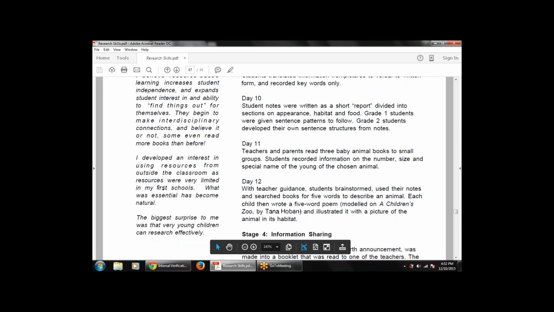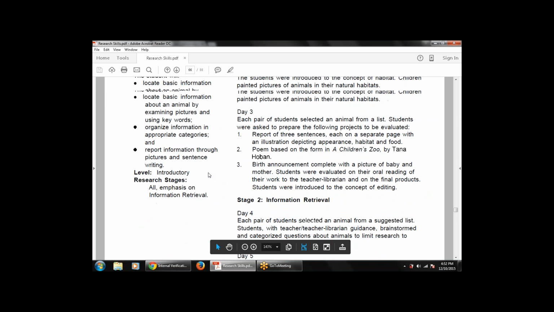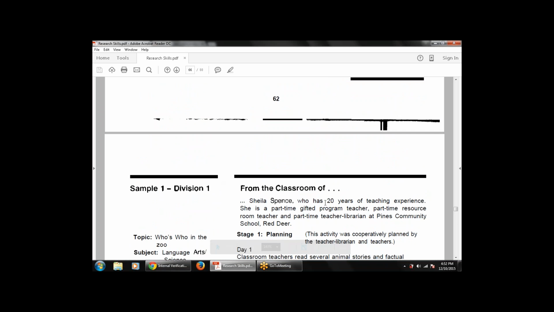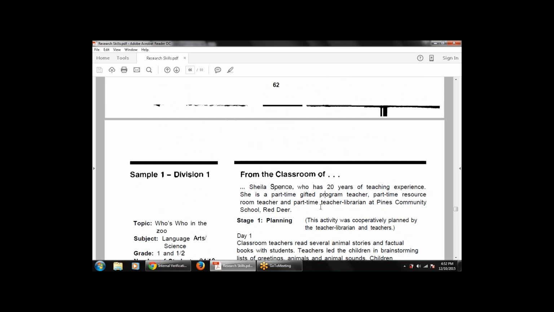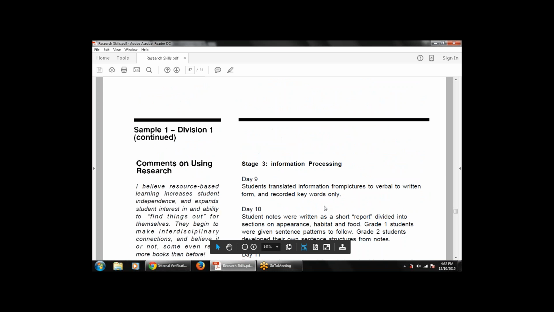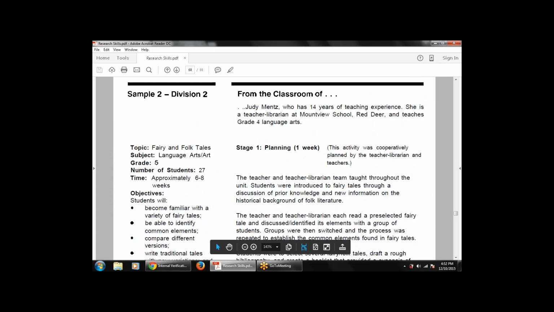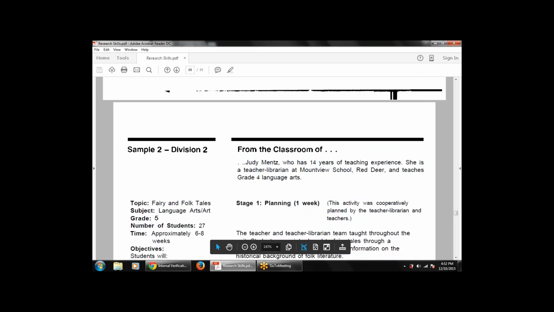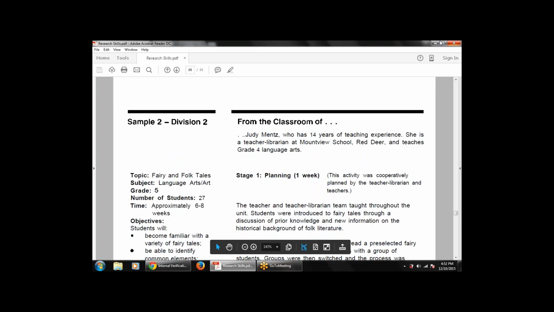One of the people we discussed earlier, Sheila, is a part-time teacher at the Pines University, Red Deer. In the same way, Judy is a permanent teacher at Mount View School, Red Deer, and teaches a language subject, grade 4 language arts.